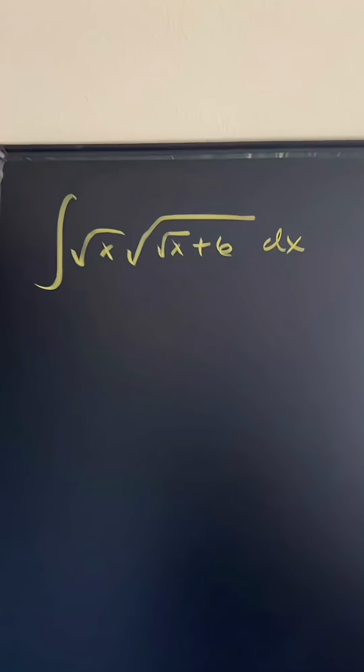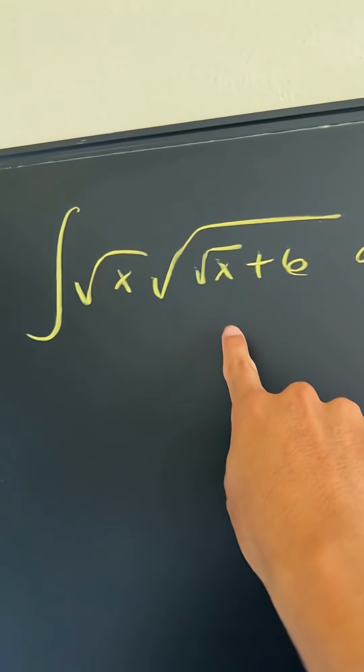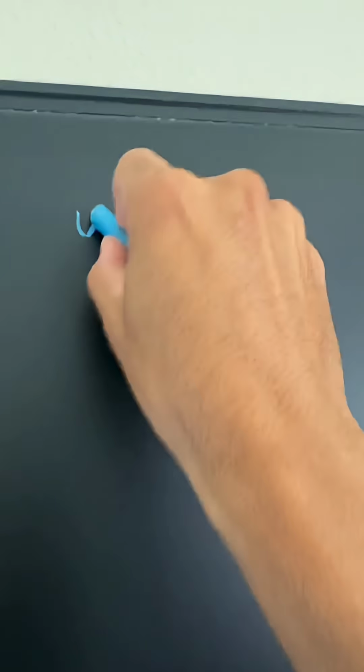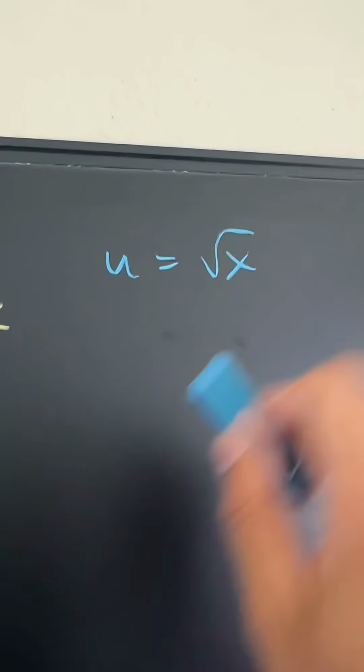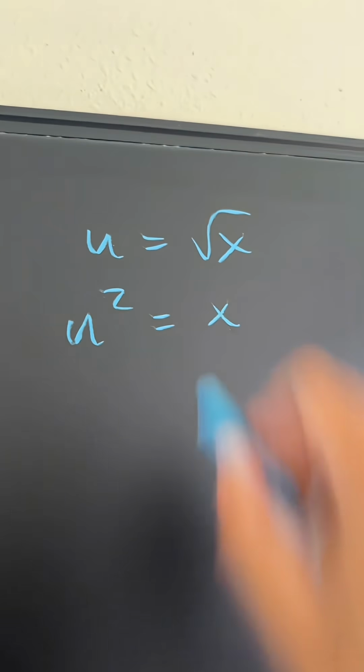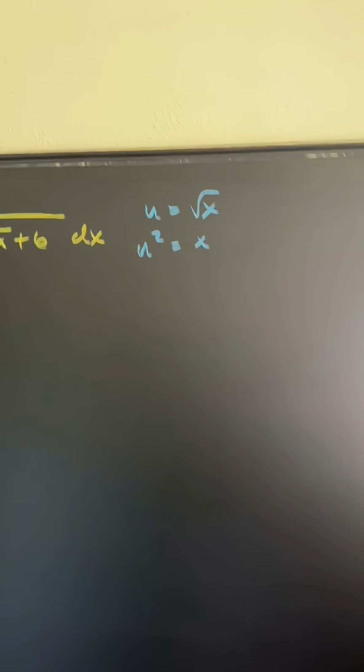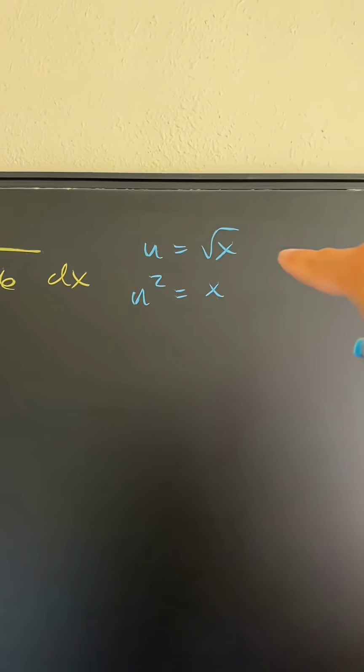So we're gonna go ahead and manipulate the root because I see a square root of x in here. Well, I wanna make u equal to the square root of x, and by squaring that, I will get u squared equal to x. And that's what we call manipulating the root so that we can get rid of the square root that we had there initially.